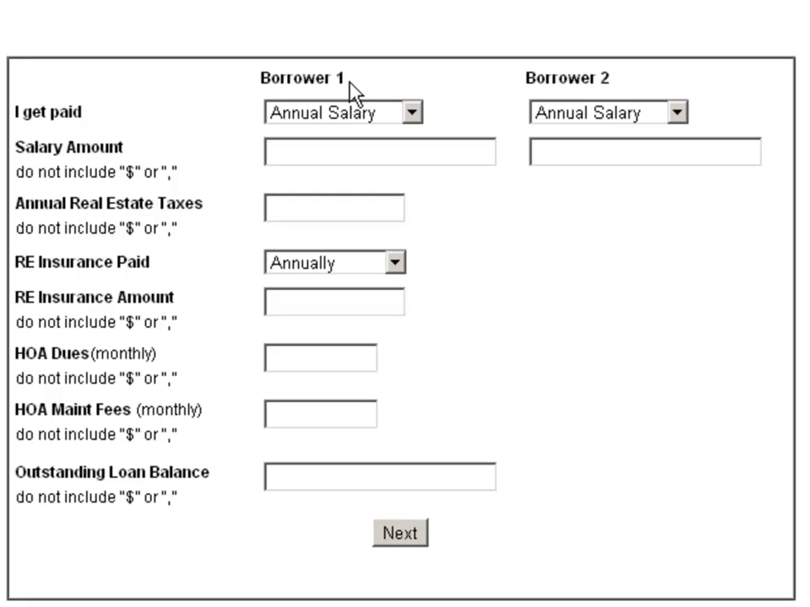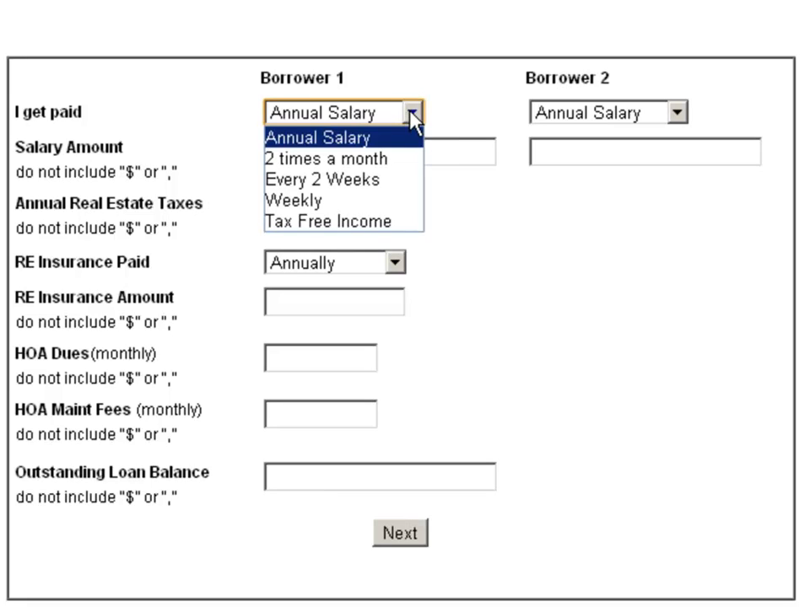Okay, if there's only one borrower on the mortgage, then you want to only include information for that borrower. If there is a second borrower on the mortgage, then you want to include that information as well. Okay, so the first information that we're going to be putting in is we're going to be telling the system how often you actually get paid.